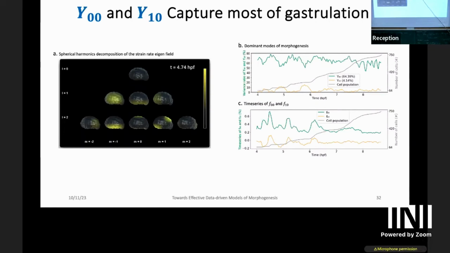Yeah, exactly. I want to show that it's aligned to these peaks. Cell division is a very high mechanical event in the cell, and once they divide the cell count increases, and our spherical harmonics are able to detect that. That's what I want to show.